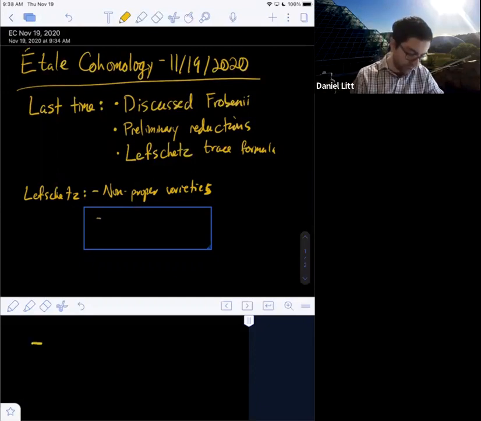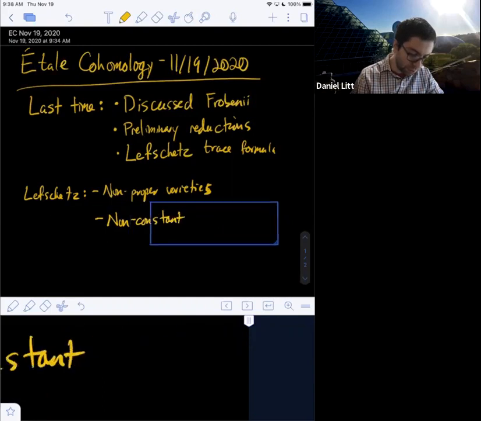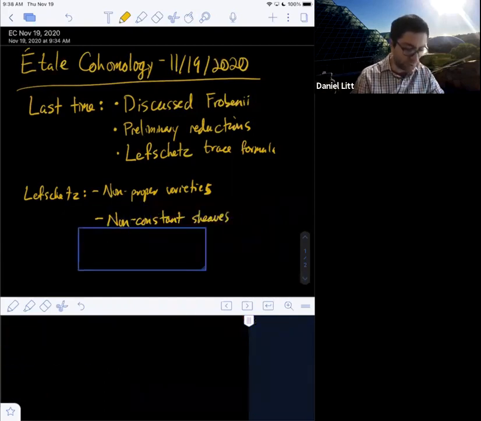then I started discussing the case of non-constant sheaves. So for example, local systems. So that's what we were in the middle of last time.